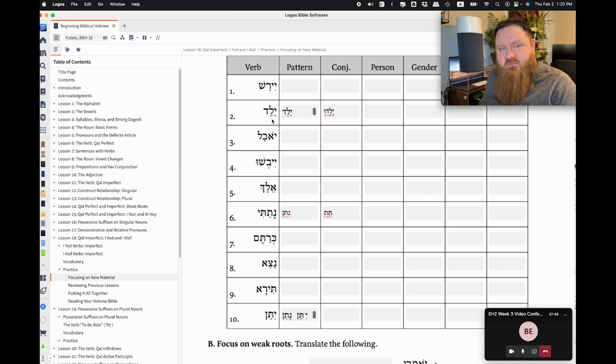Now we will see hollow verbs later on. Hollow verbs still have 3 letters. It's just that the second letter is actually a vowel letter. So any Hebrew verb is generally going to have 3 root letters. One of them may be a vowel, but there will be 3 root letters. How many do I have here? I have 3. Well, that's good news.